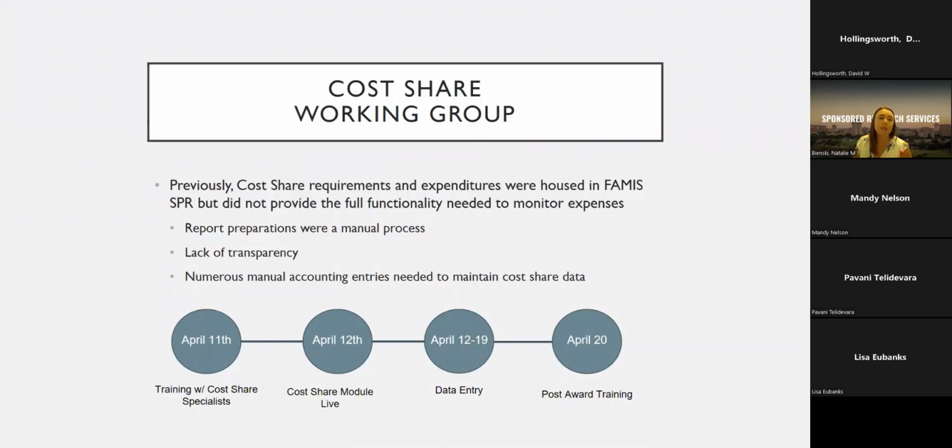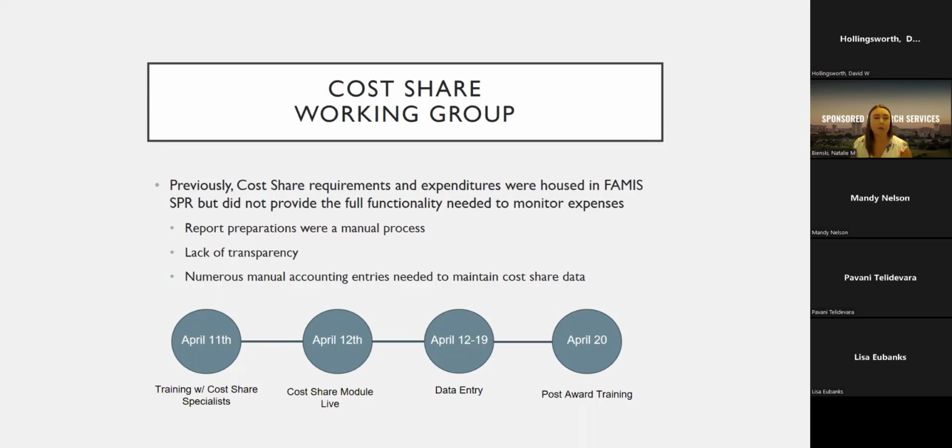So previously, the cost share requirements were entered in Famous SPR, and it did not provide a lot of functionality for our office in terms of monitoring expenses, as well as the other system members who use the SPR module as well. Report preparations were a very manual process. There was no way to download that information out of Famous to manipulate a report to prepare to send to the sponsor.